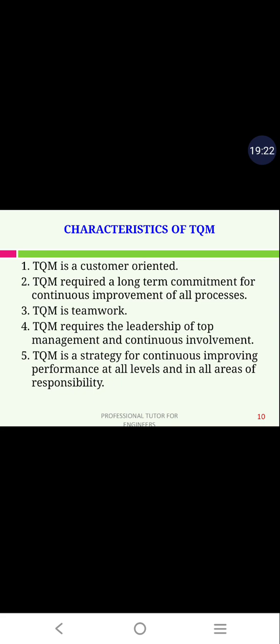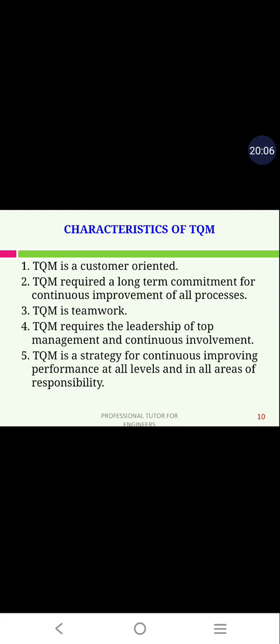As I said earlier, everybody from the top level management has to get involved in TQM. So TQM requires the leadership of top management and continuous involvement. The top level leaders like the CEO, president, and vice president should get involved in the TQM process. They should continuously monitor whether there is continuous improvement in the quality of the product. In case of any issues, they need to sort them out. That's what this point is telling.